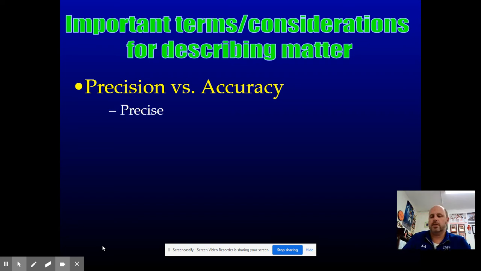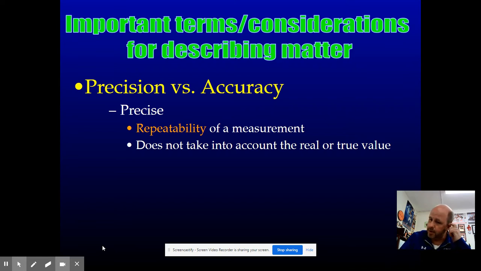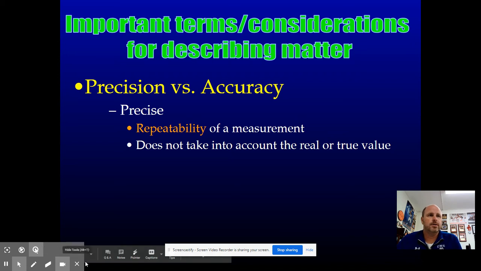To be precise, the technical definition is to be repeatable. The measurements are repeatable, the shots are repeatable. A good shooter in basketball has a repeatable shot. They're going to make a lot of shots. But it does not take into account if it's correct or not. In one theory, you could have a precise basketball shooter who hits the top corner of the backboard every time. It's not accurate, but it is precise because they hit the same spot every time. So precision means that you're going to hit the same spot every time, no matter what.